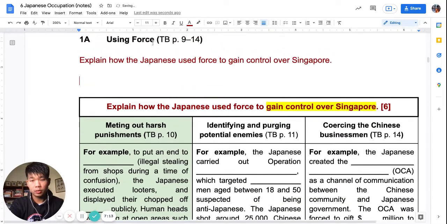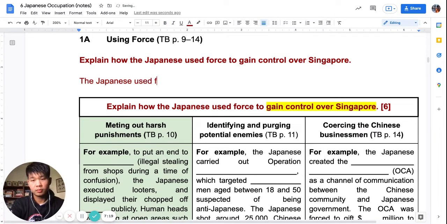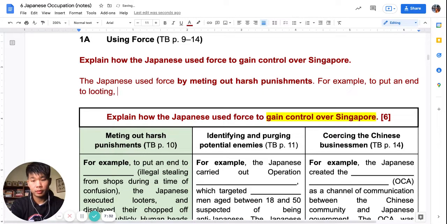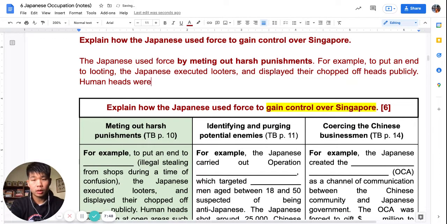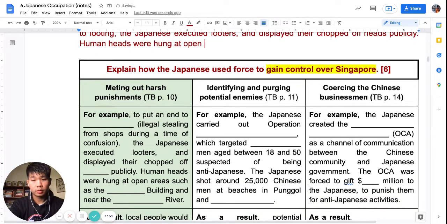I'm going to start. My essay would look like this. Japanese use force when meting out harsh punishments. For example, to put an end to looting, the Japanese executed looters and displayed their chopped off heads publicly. Human heads were hung at open areas, such as the Cathay building and near the Singapore River.